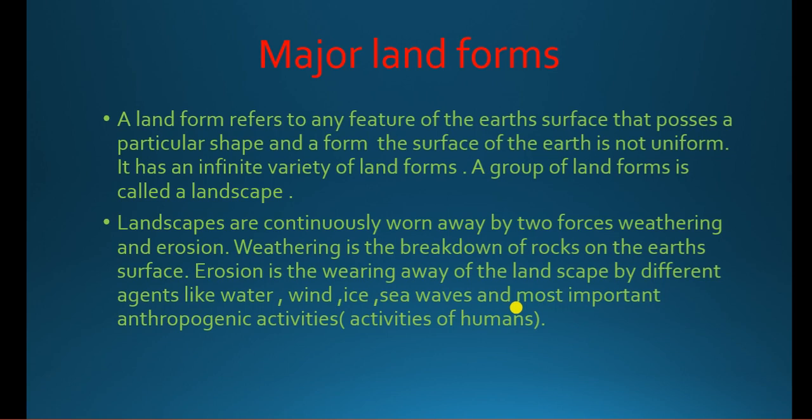Now that weathered material remains there until one more force comes into action, that's called erosion. Erosion means wearing away of the landscape by different agents, that is water, wind, ice, sea waves, and most important, anthropogenic activities, means activities of human beings.